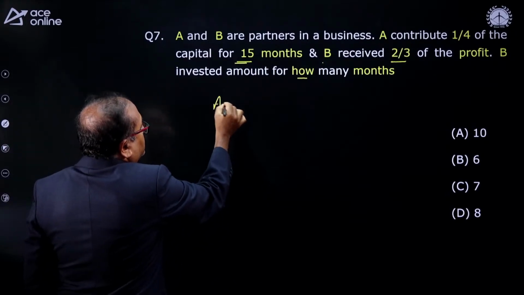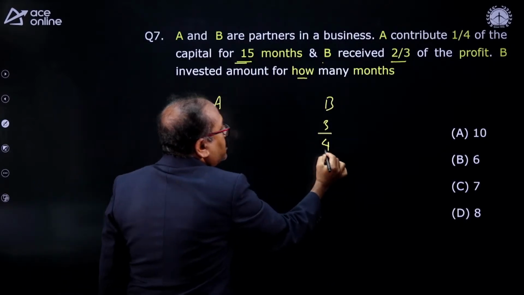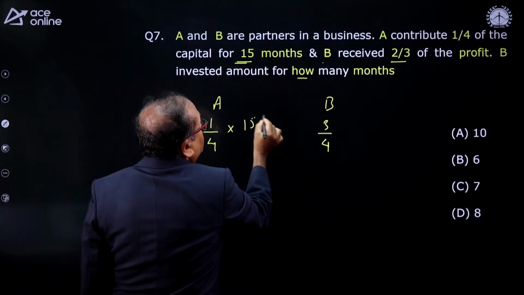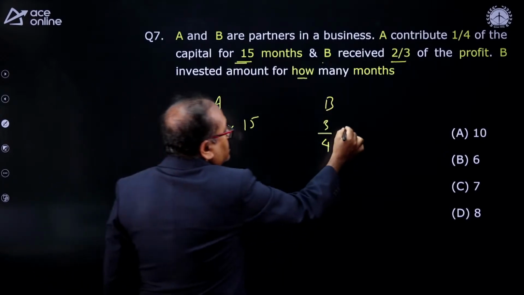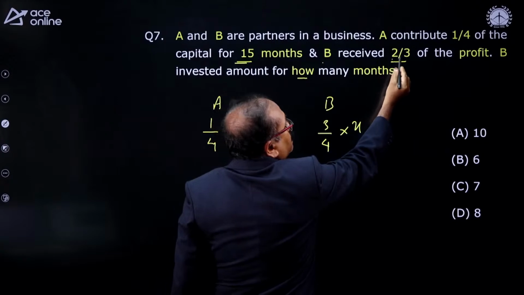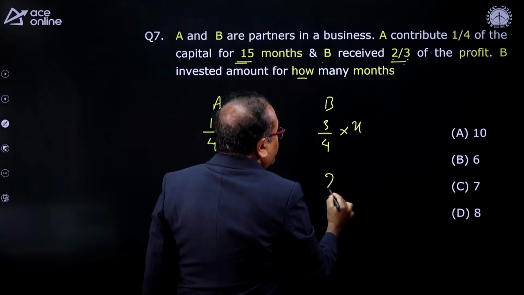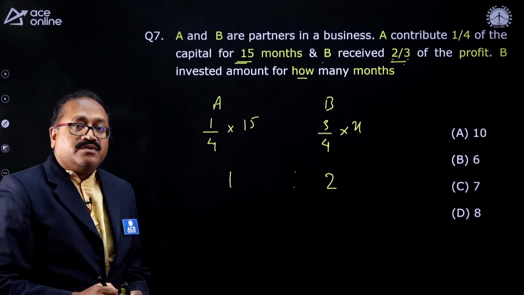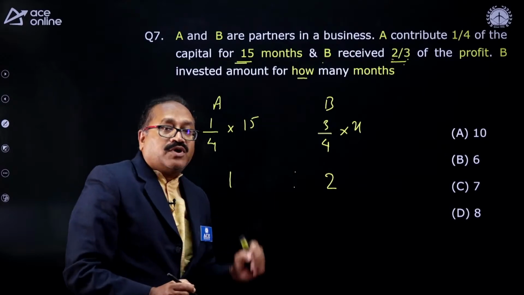So if A invested 1/4 of the money, that means B invested 3/4 of the money. Now A invests for 15 months and I don't know how many months B invested. So I will consider that B invested for X months. Now, if B receives 2/3 of the profit, what does it mean? Out of 3 parts, B gets 2 parts of the profit. Then the remaining 1 part will be received by A. Therefore, the capital of A to the capital of B is 1:3.